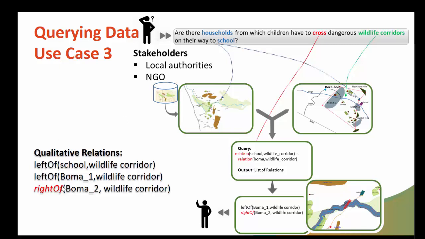So as you can see, what we're looking to find here at the bottom on the right are qualitative relations where the relation of the school and the wildlife corridor differs from the relation of the boma and the wildlife corridor. If this is the case, then to go from the boma to the school, one will necessarily have to cross this wildlife corridor. At the bottom right here, you can see an illustration of what the response of SmartSkeMa should represent. Although we must make it clear that our query is being evaluated in a qualitative way and produces a yes or no answer.